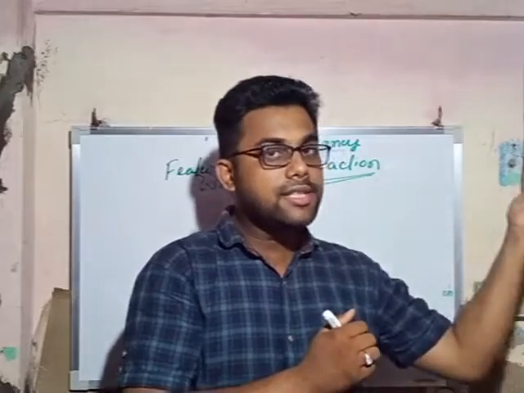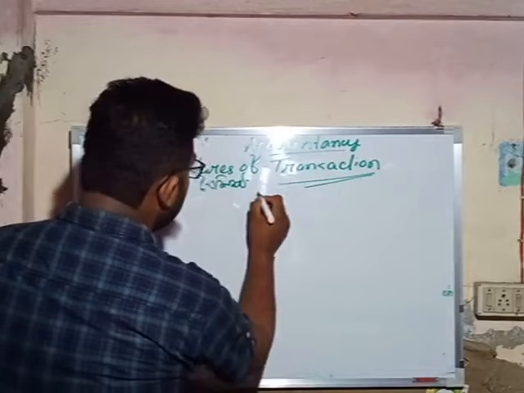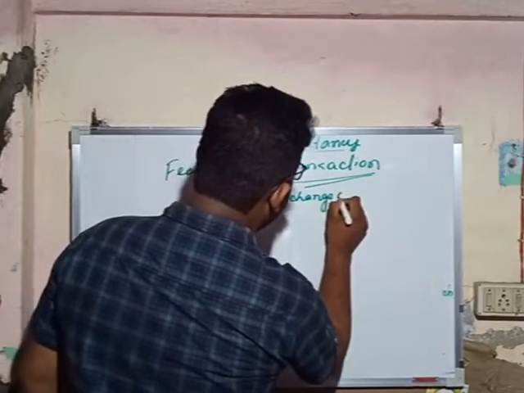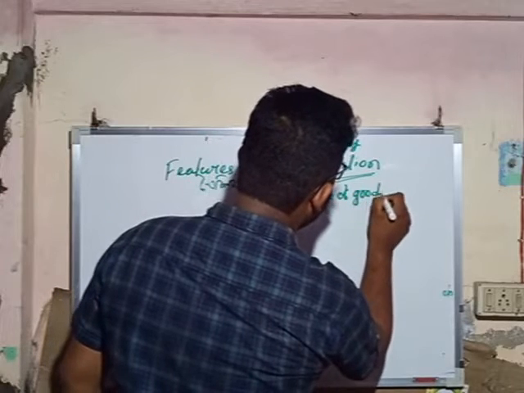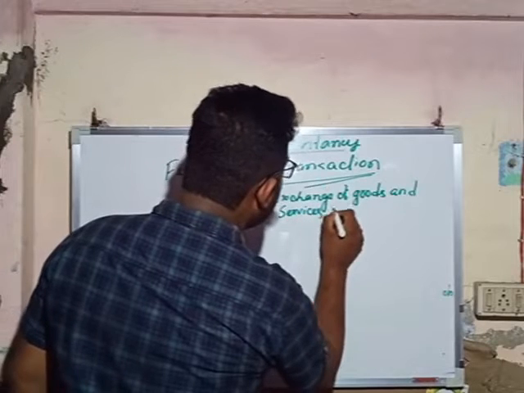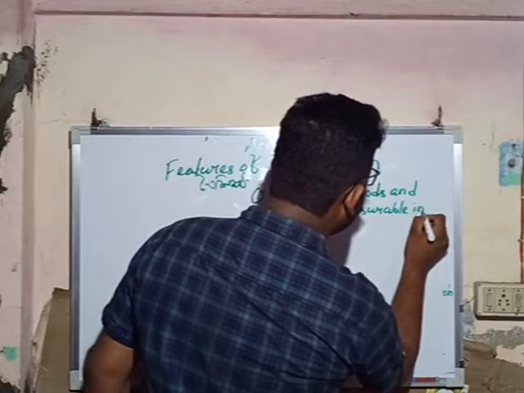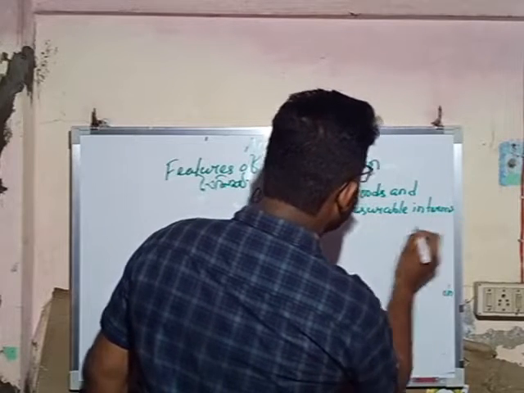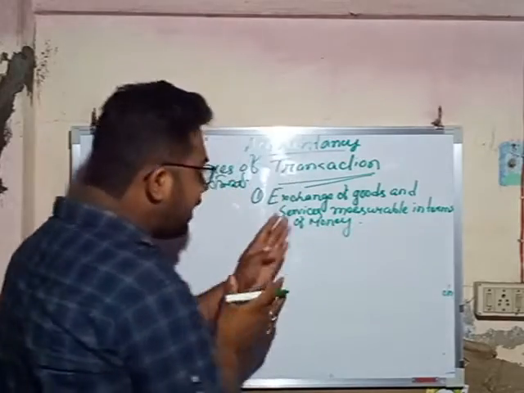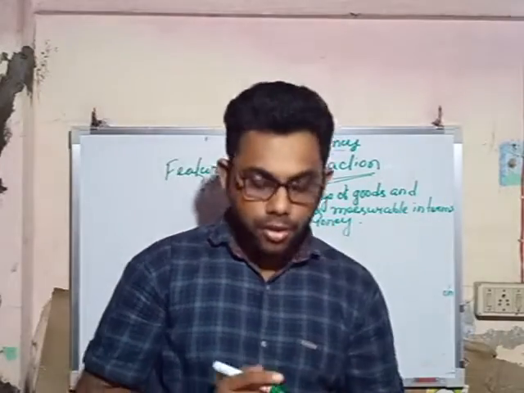Okay, so what is transaction? Transaction means exchange of goods and services measurable in terms of money. So the first feature is exchange of goods and services measurable in terms of money. So this is the first element, the first feature of transaction, that is exchange of goods and services measurable in terms of money.